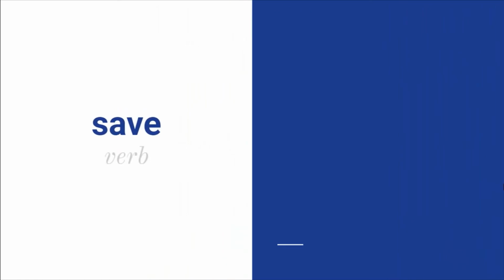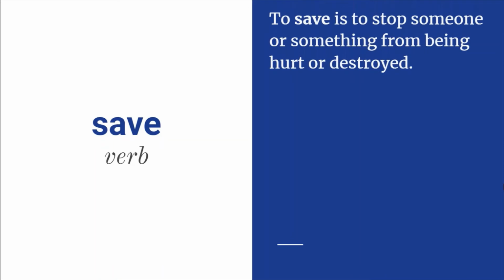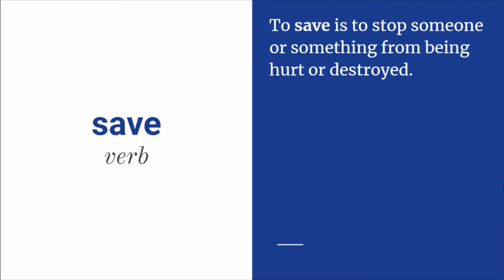Okay, so we are moving on to our next word. And that word is save. Let's go ahead and say this together. Let's say save. Good. One more time. Save. And save is a verb. That's right. So to save is to stop someone or something from being hurt or destroyed. Yes, so it is an action. So when you save somebody, you're protecting them or stopping them from being hurt or destroyed.